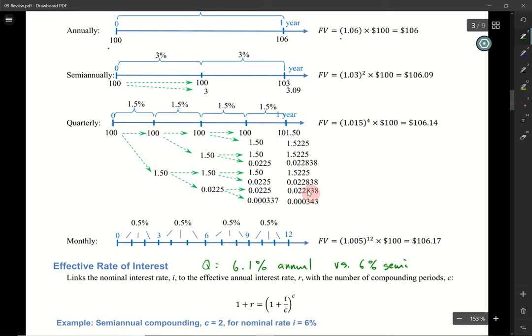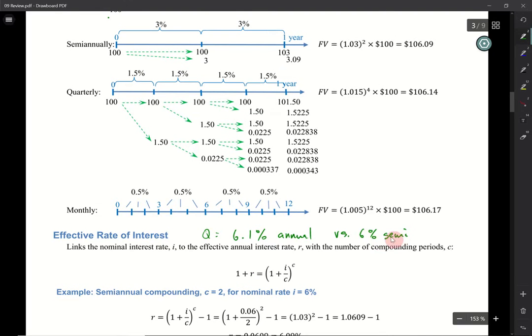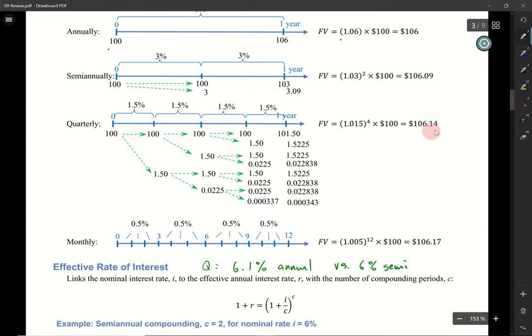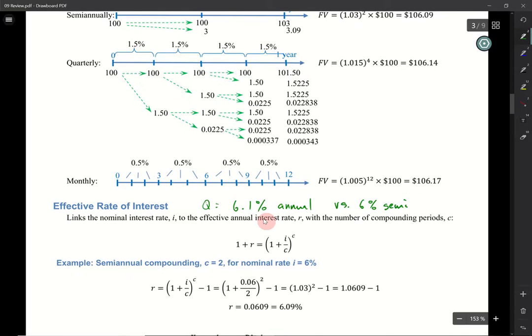On the other hand, if this had been 6% quarterly, with quarterly compounding, you would get 6.14. Then you would say, oh, I'm going to pass on the 6.1 annual, and let me do the 6% quarterly compounding, or 6% monthly compounding.